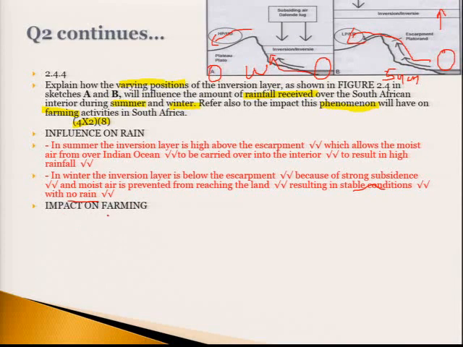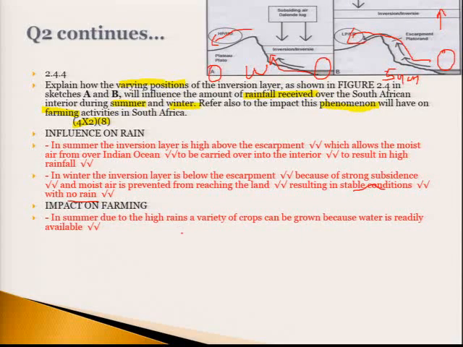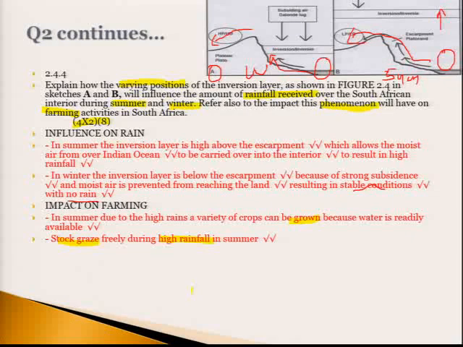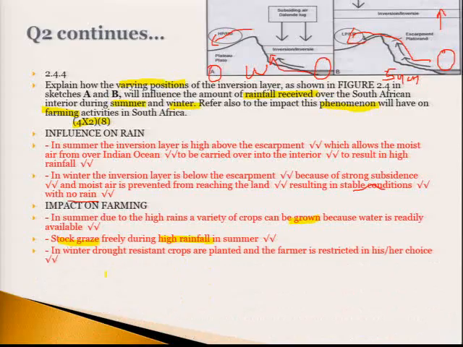What will be the impact on the farmer? Number one, due to high rain, a variety of crops can now be grown because there's rainfall. Number two, our animals will graze well because it is summer and you'll have more rainfall. And now the opposite: what will happen in winter? In winter, drought-resistant crops are planted, and the farmer is restricted in her own choice because of the drier conditions. The farmer can also say it's winter, okay, now I'm going to change the type of crops.